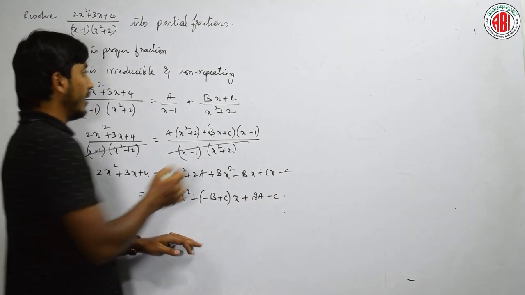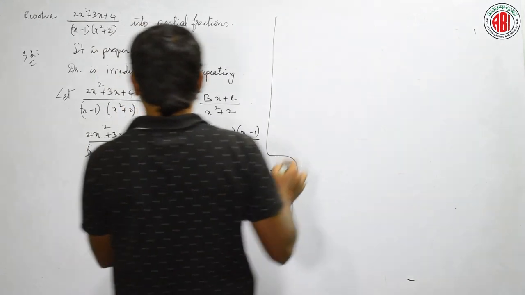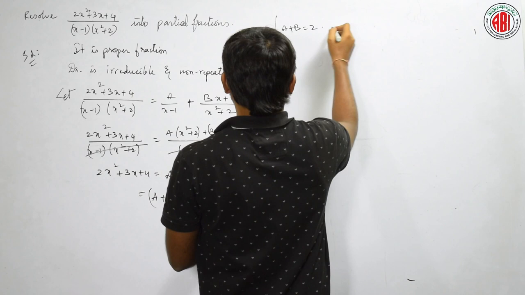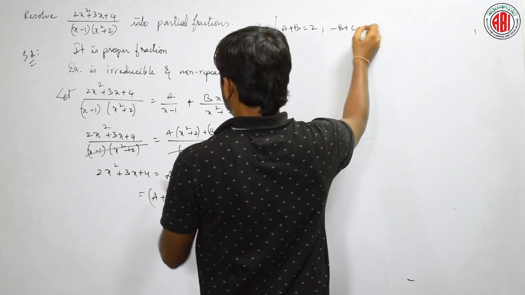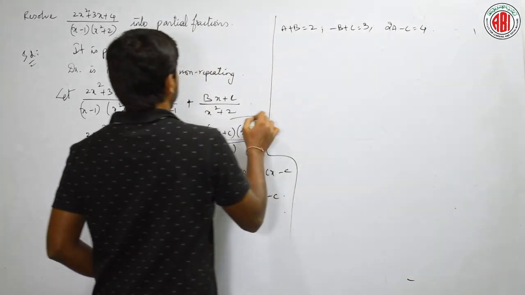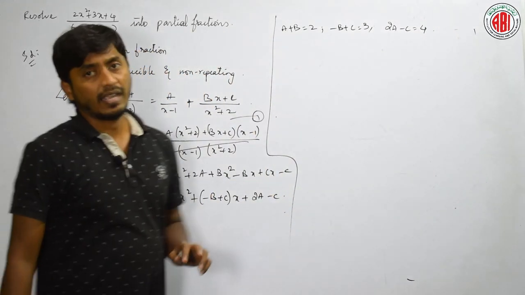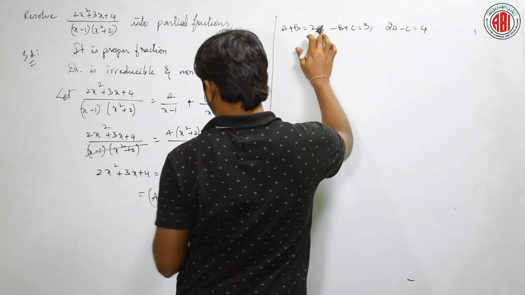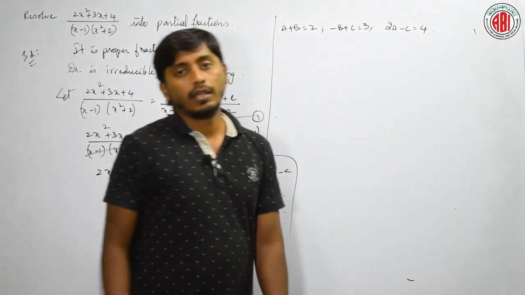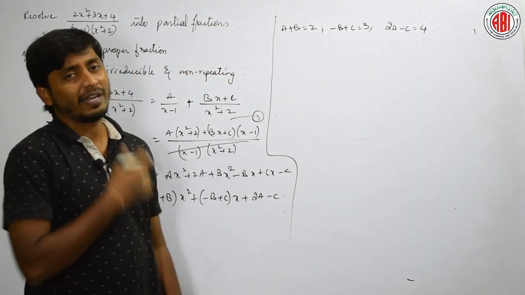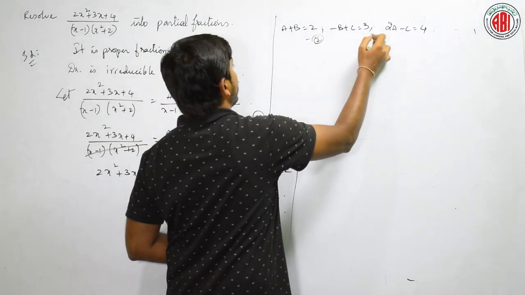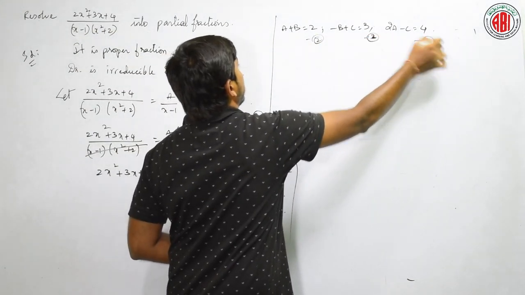Let us equate all the coefficients now. What is a plus b? A plus b is 2. Minus b plus c is 3. 2a minus c is 4. This is equation 1. Is it okay? Done. Now, let us add, subtract or divide or whatever we do. We have to find the values of a, b and c.